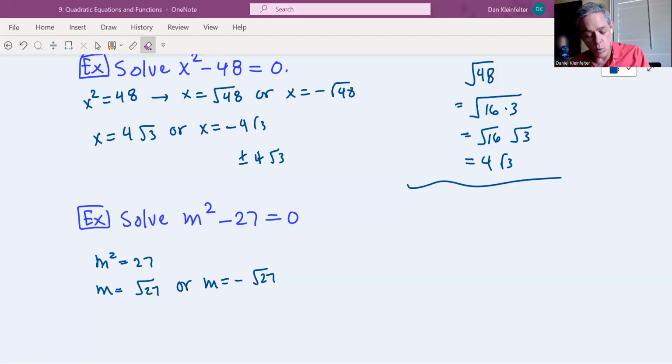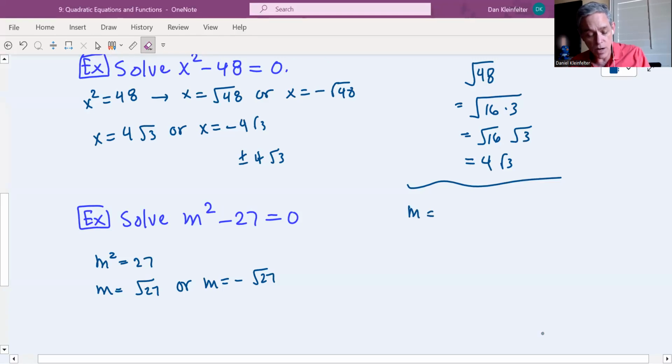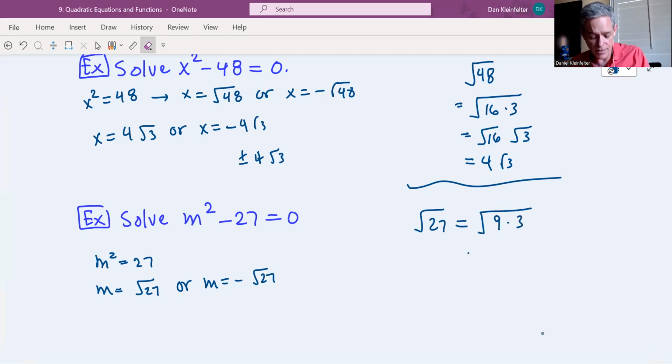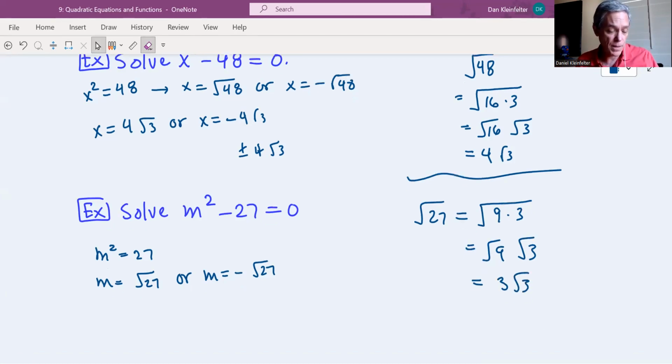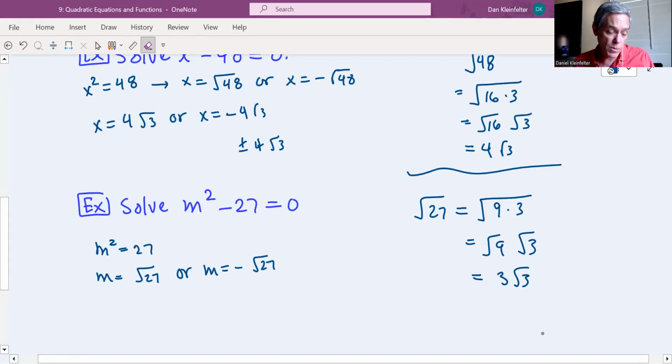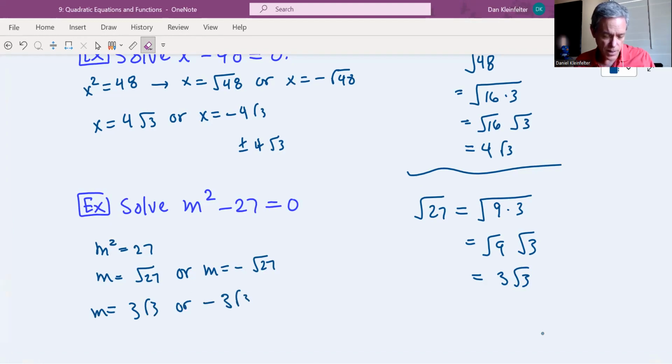Sorry about that. So we're going to need the square root of 27. And so factoring 27, we'll write that as 9 times 3. That'll give us the square root of 9, the square root of 3. And so that is 3 square roots of 3. All right, so then m will be 3 root 3 or minus 3 root 3.